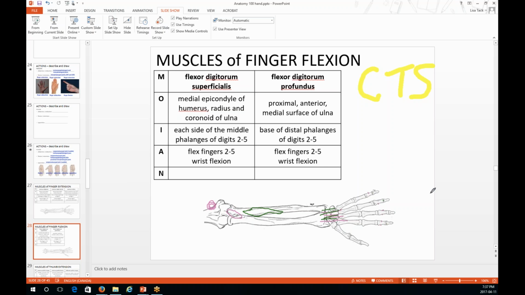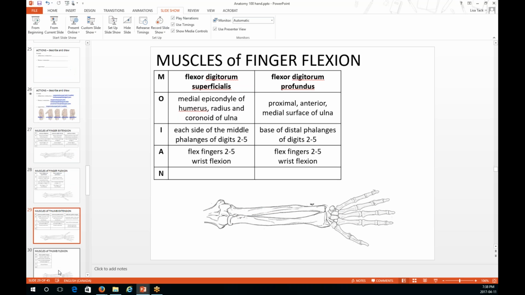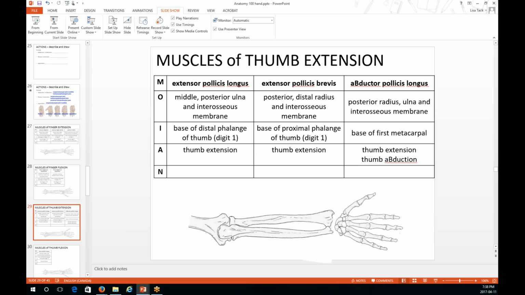So far we have a total of 8 tendons going through there, 4 and 4, right? And we're not quite done yet. So thumb extension. So in the foot, the big toe was hallucis, correct? Now in the hand, the thumb is pollicis. So extensor pollicis longus, extensor pollicis brevis, and abductor pollicis longus, which does both extension and abduction of the thumb.